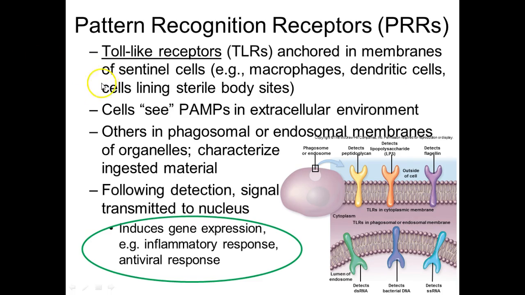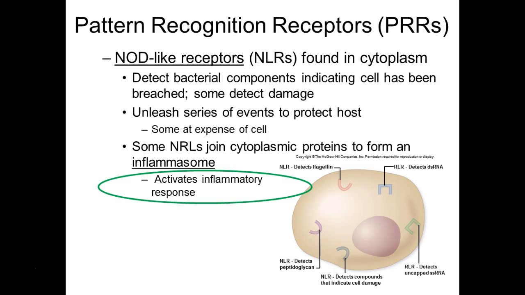And so notice cells lining sterile body sites, where stuff is not supposed to be. When it breaches into the deep skin, it's not supposed to be there. In our muscles, they're going to be like, oh, no, you're not supposed to be here. I don't care if you're normal flora. You're not where you're supposed to be. Therefore, you could be a bad guy.